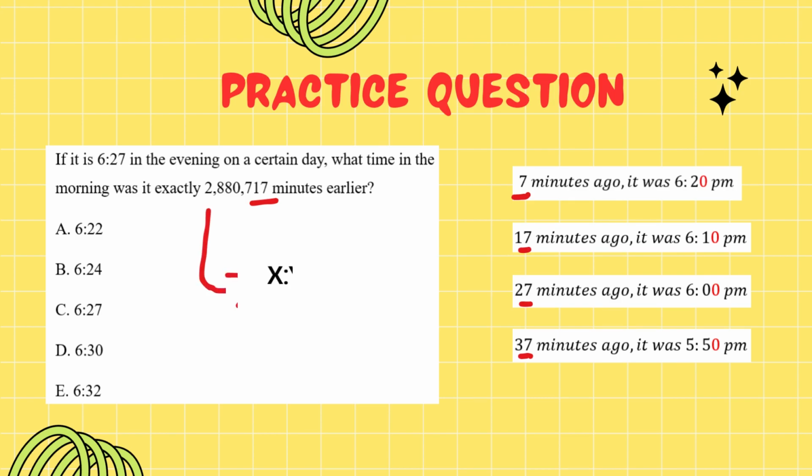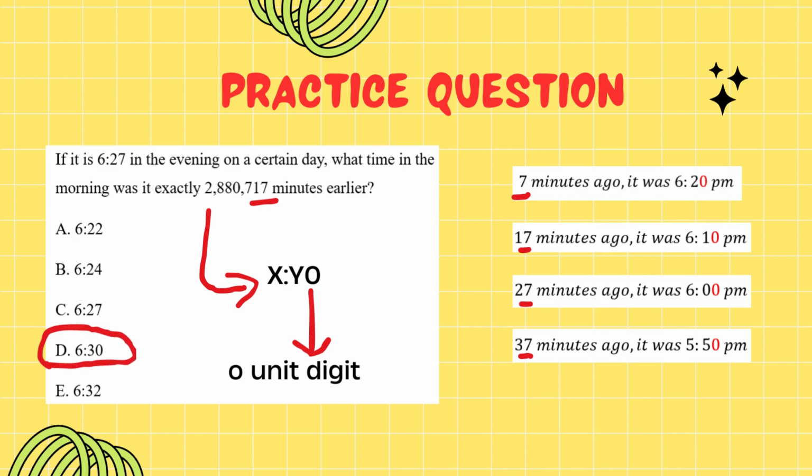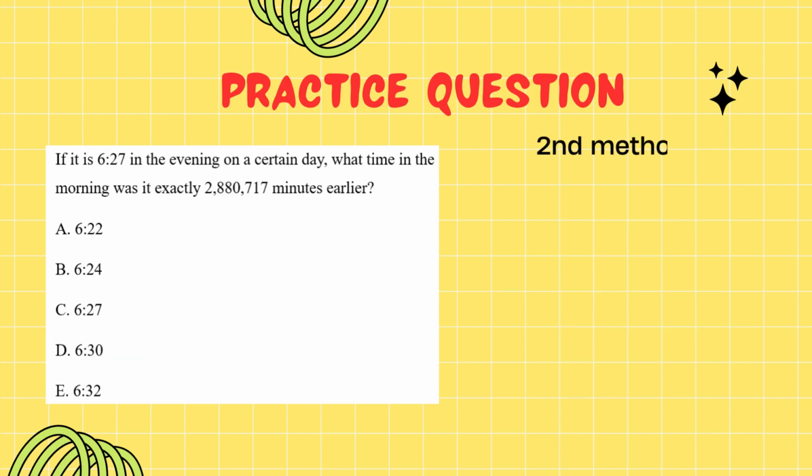So based on that, when we go back 2880717 minutes earlier, the time will be something in which the unit digit is 0. So luckily in our case there is only one option where the unit digit is 0, which is D. So the right option is D. But if there are multiple options, then we are going to solve this question like this.